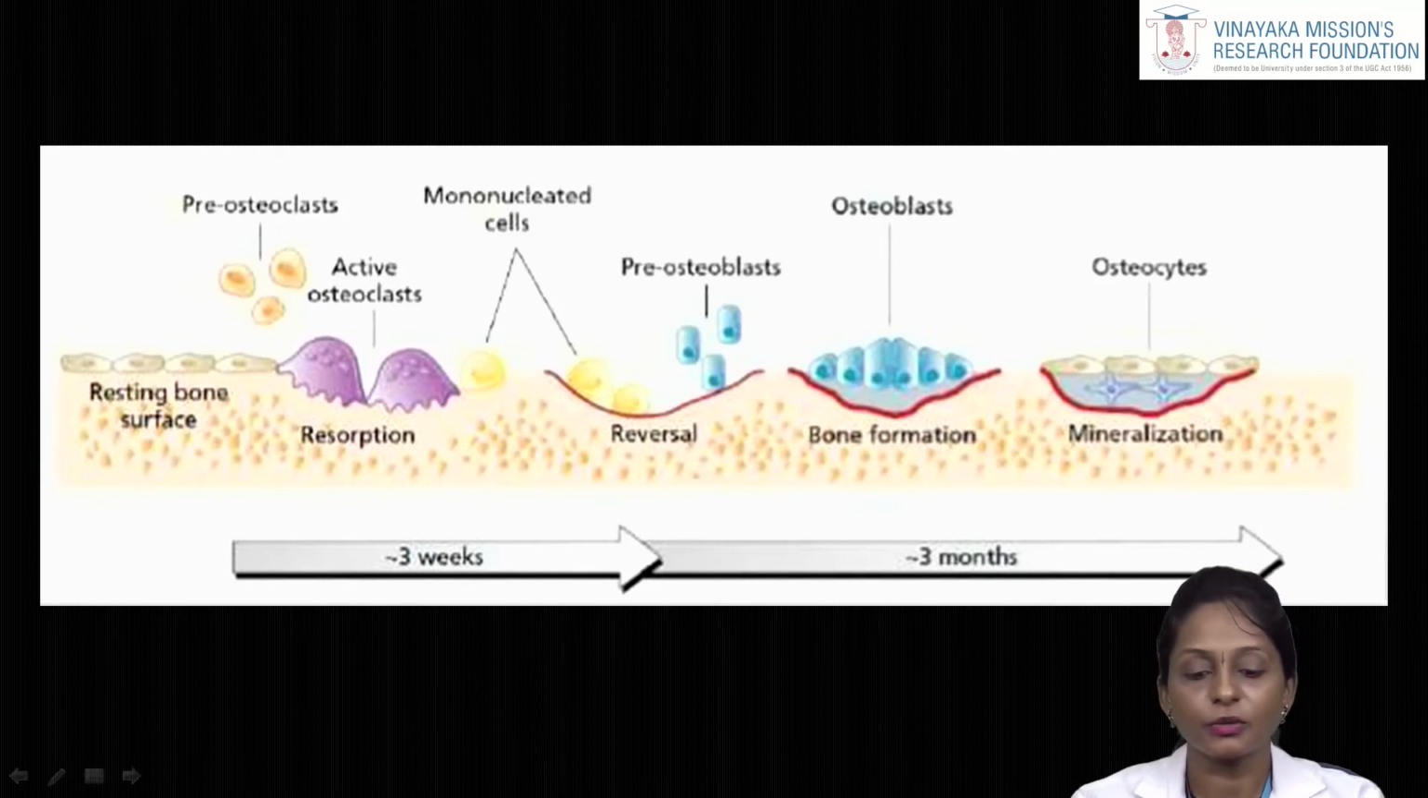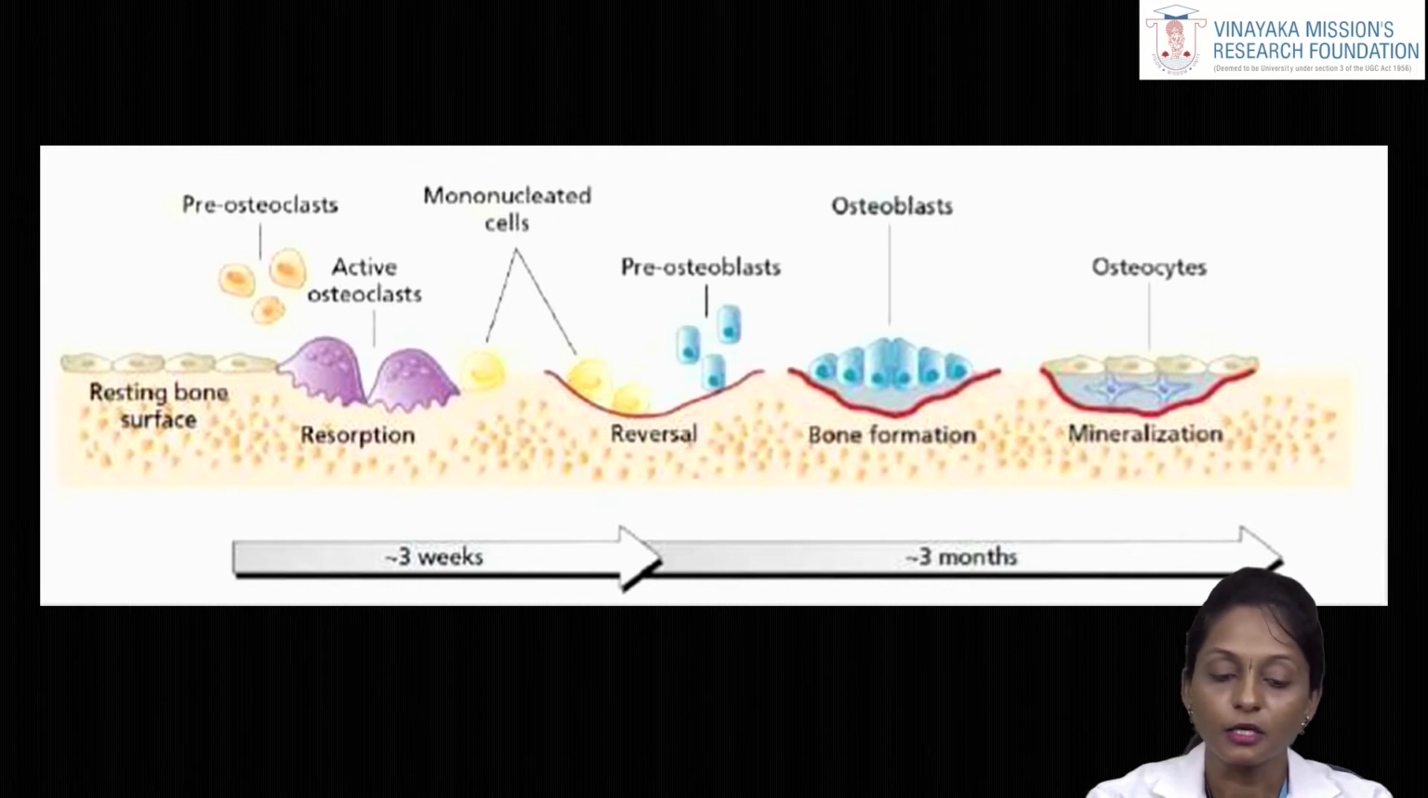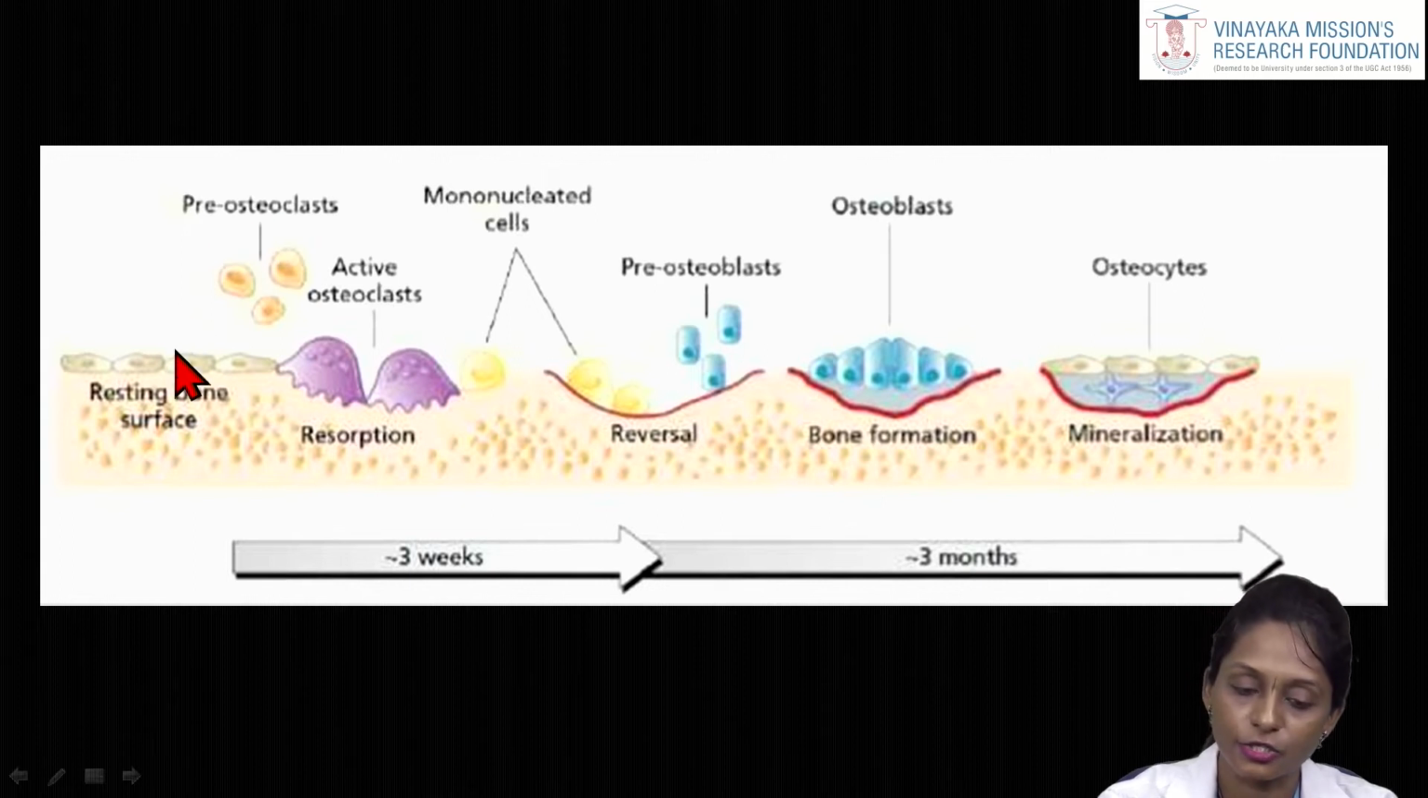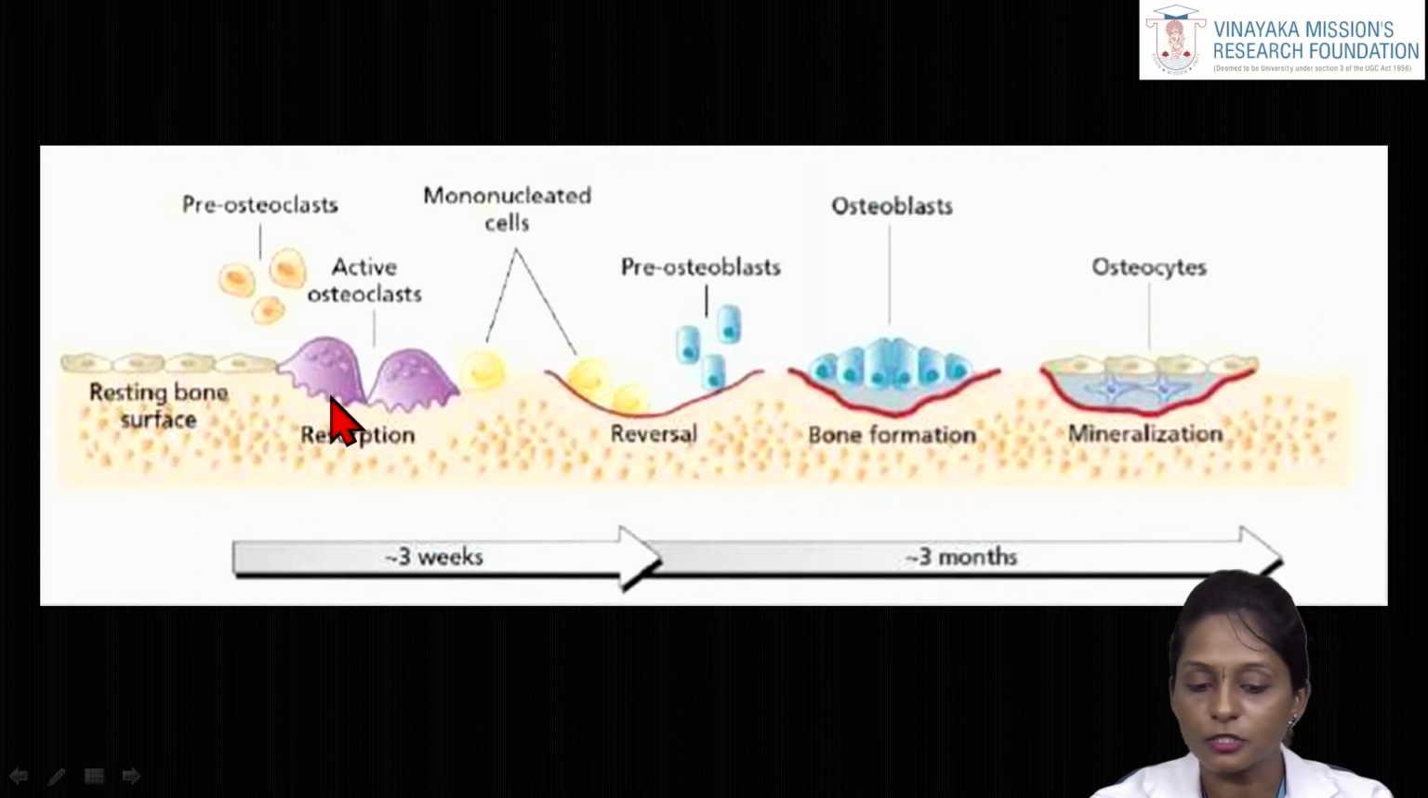In this picture you can clearly see there is bone resorption happening here and bone formation happening here. Let me tell you the process. Starting from here, there is a resting bone surface, upon which a pre-osteoclast gets attached to the resting or mineralized bone surface, and the resorption process has begun with the active osteoclast. This happens within 3 weeks.